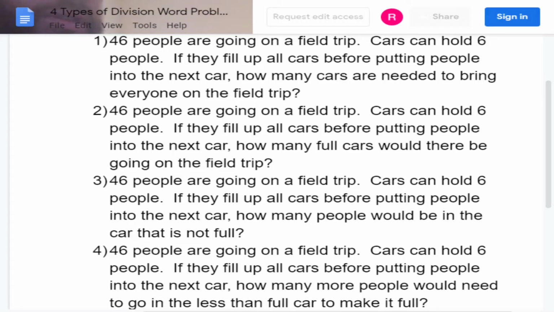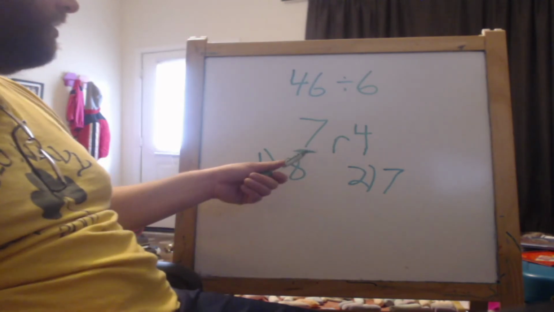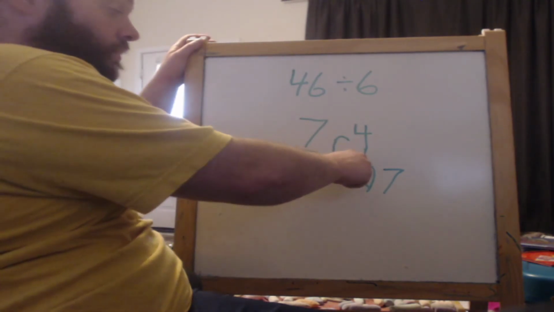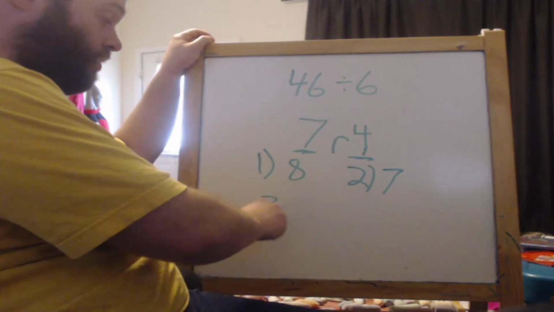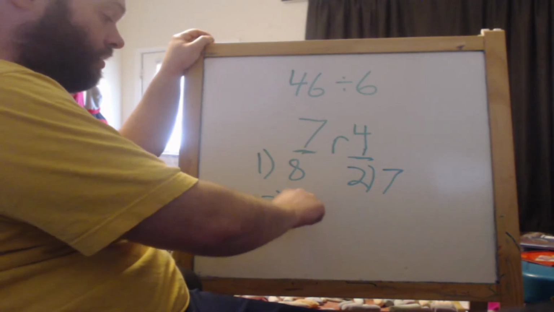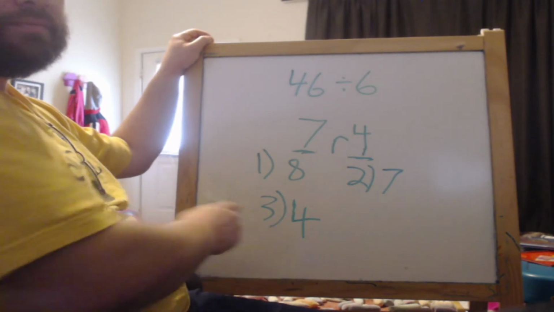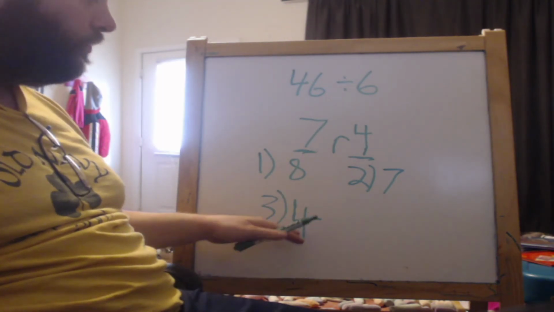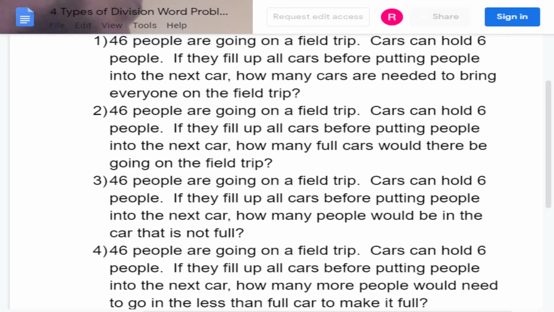All right, so let's look at 3. 46 people are going on a field trip. Cars can hold 6 people. If they fill up all cars before putting people into the next car, how many people would be in the car that is not full? So, as we said, we have 7 cars that are full. And how many people are in the car that is not full? There's 4 left over. So number 3 is just the remainder. How many people are in the car that's not full? There's 4 people.